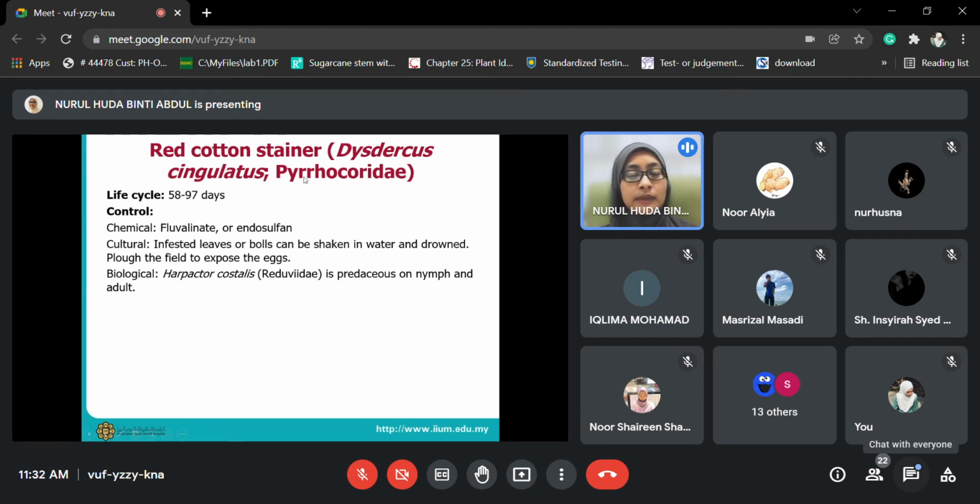Okay, remember when we are talking about hemipterans, they go through incomplete metamorphosis. So complete one, we have larvae and pupa, but incomplete, we have nymphs. Okay, nymphs are almost similar to the adult in characteristics.